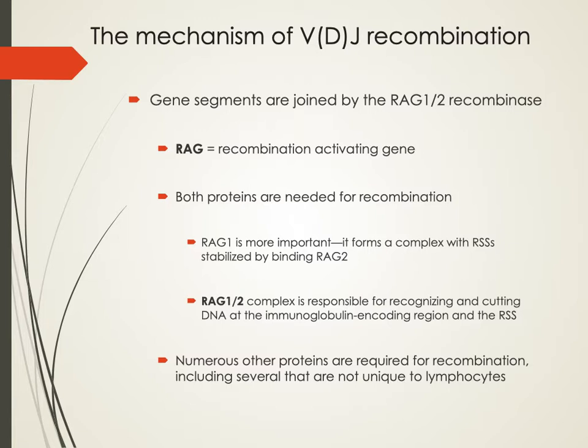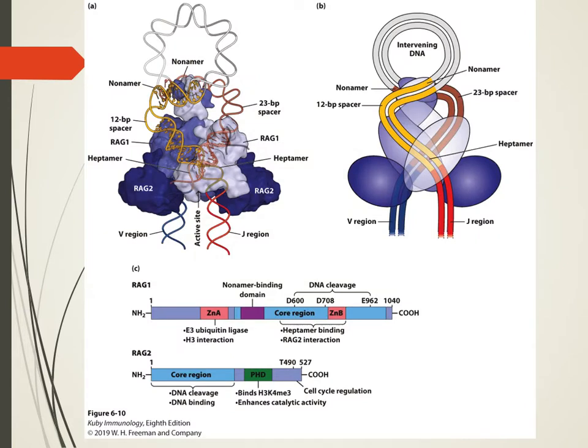There are additional proteins, but again, RAG1 and RAG2 are the ones that are unique to lymphocytes, and there are a number of mouse models where you can have RAG1 knocked out or RAG2 knocked out, and they're not able to undergo this recombination, so you're not able to produce mature B cells or T cells. So how does this whole complex come together?